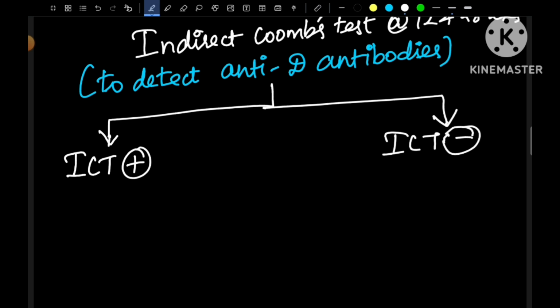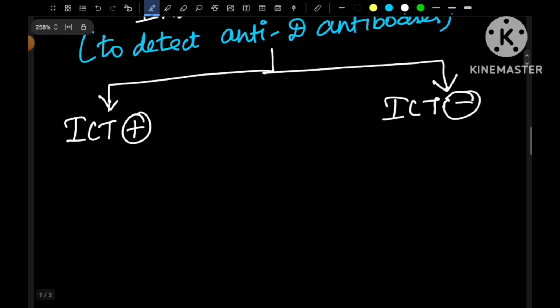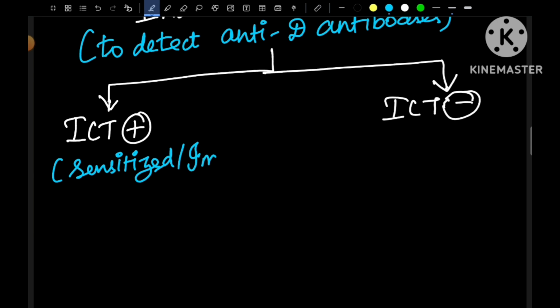Okay, guys. So coming back to the topic, indirect Coombs test at 12 and 28 weeks. It is done to detect anti-D antibodies, and if ICT is positive, what should we do, and if ICT is negative, what should we do? What does it mean, ICT is positive? ICT is positive means we can infer two things. What are the two things? Either the patient is sensitized or immunized. Both of them are not synonyms. They have different meanings. Okay, let's see that.